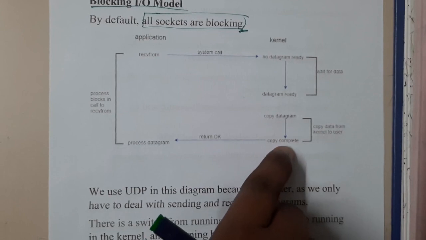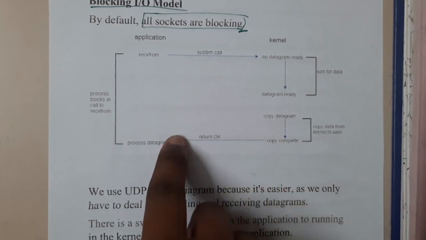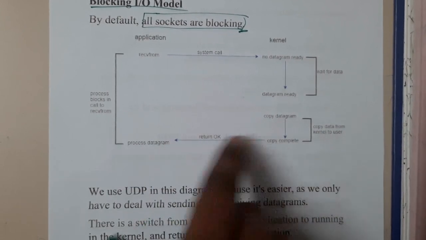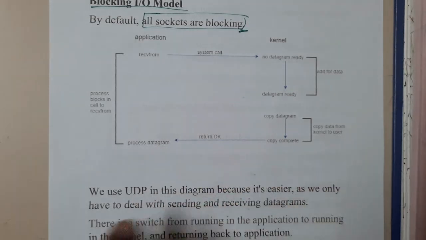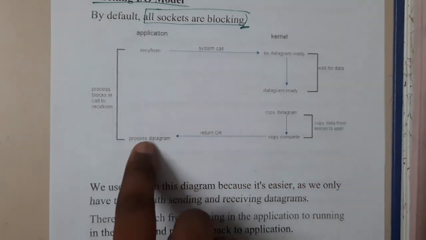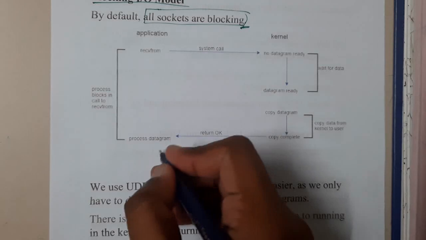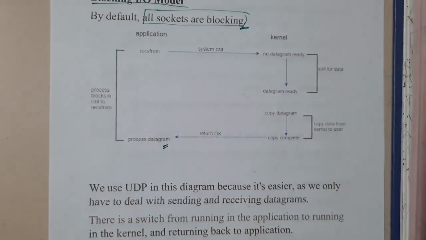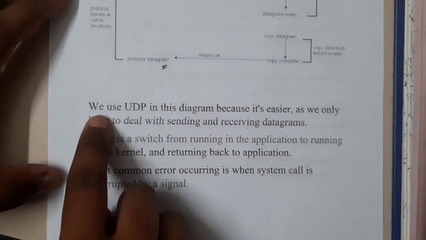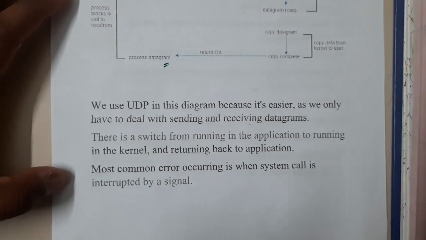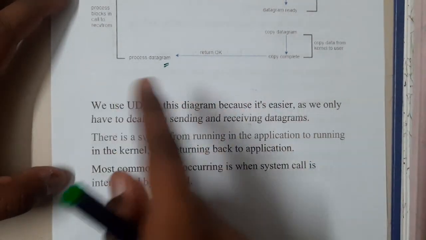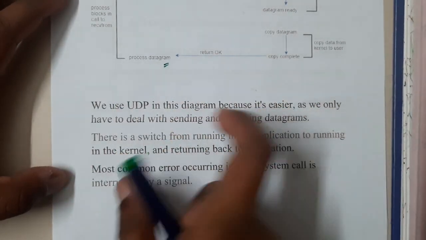So now you copied it here, and you return the OK message. Indirectly, the copy has now been generated at the user side only. The process datagram has been received here. In this way, the blocking input output will work. This method is best for UDP, guys, because there is no need to establish a connection and all those things. You can directly transfer the data.